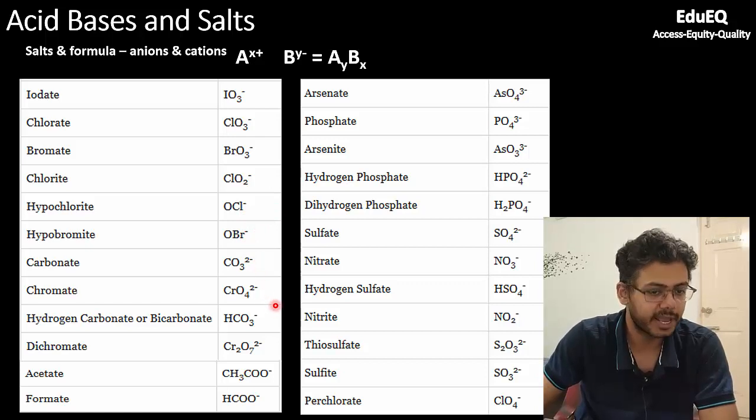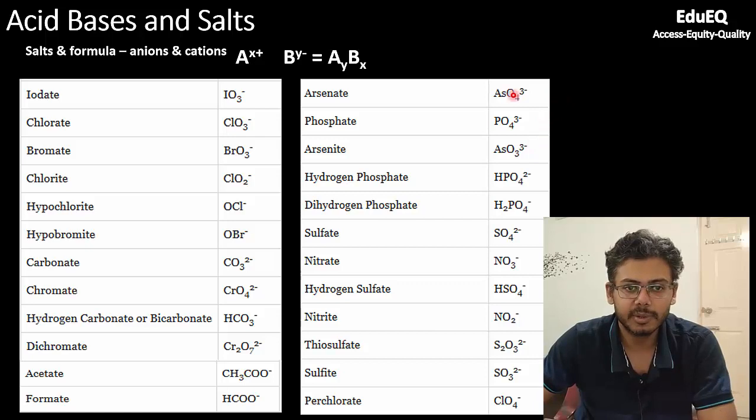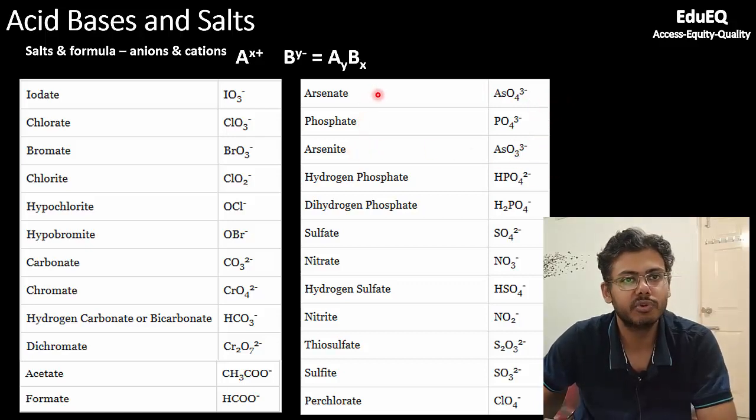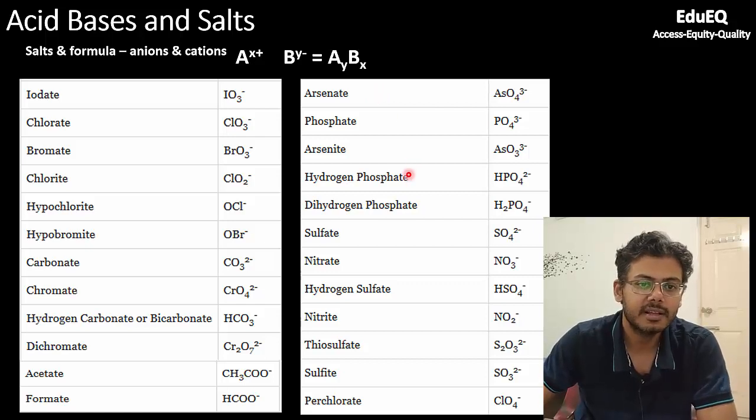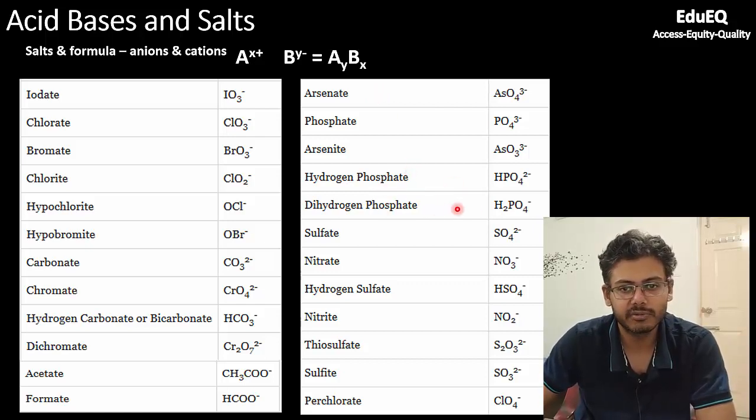Chromate -2. Bicarbonate is also -1. Then dichromate is 2 minus. Acetate, you know, it's -1. Formate is also -1. Similarly, now coming to some -3 compounds, which are arsenite, phosphate, and arsenate. These would be -3 oxidation state. Then hydrogen phosphate or dihydrogen phosphate, accordingly, -2 for hydrogen phosphate and -1 for dihydrogen phosphate.